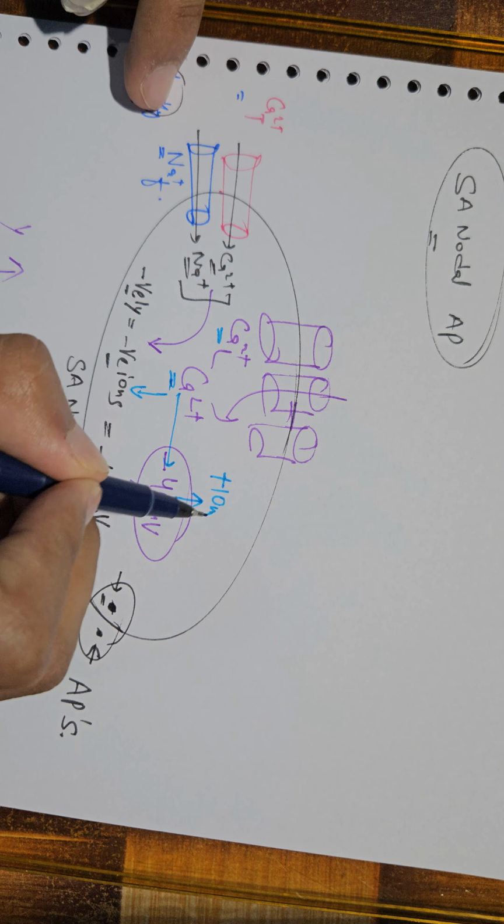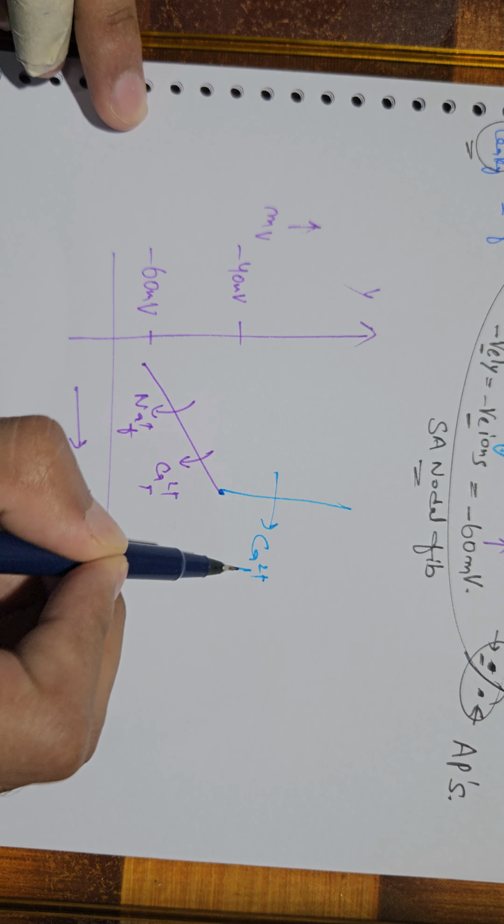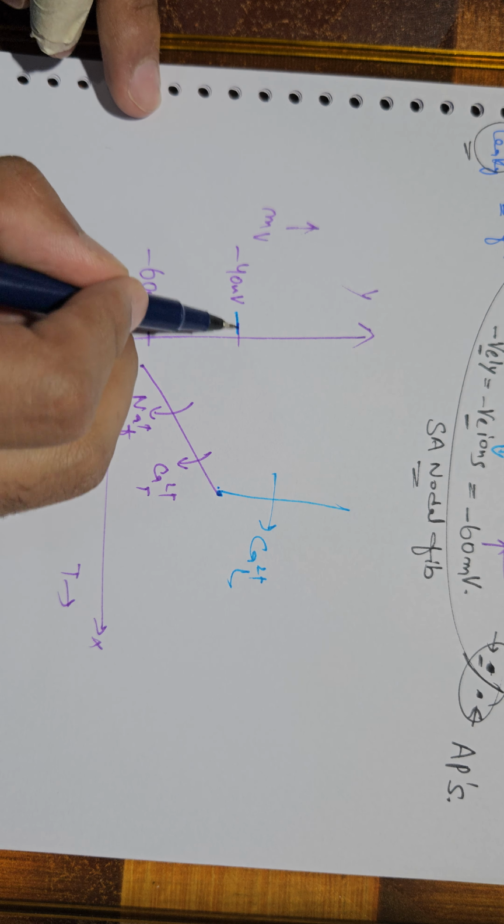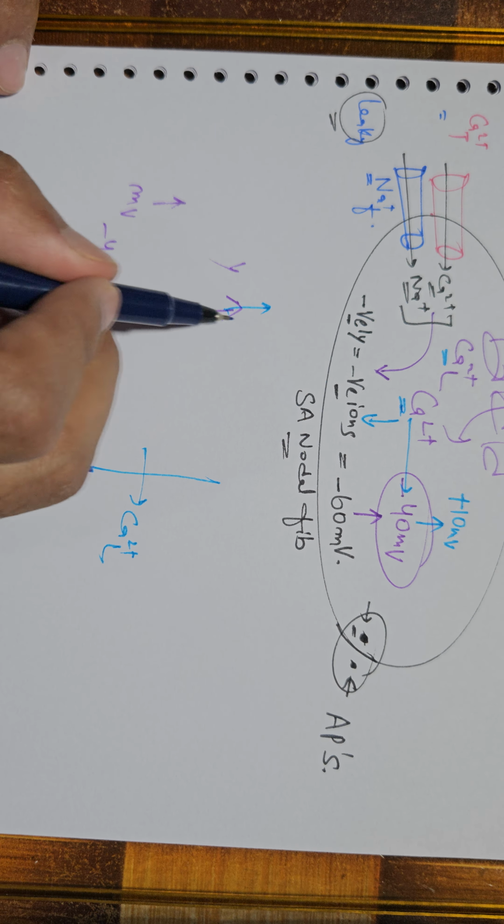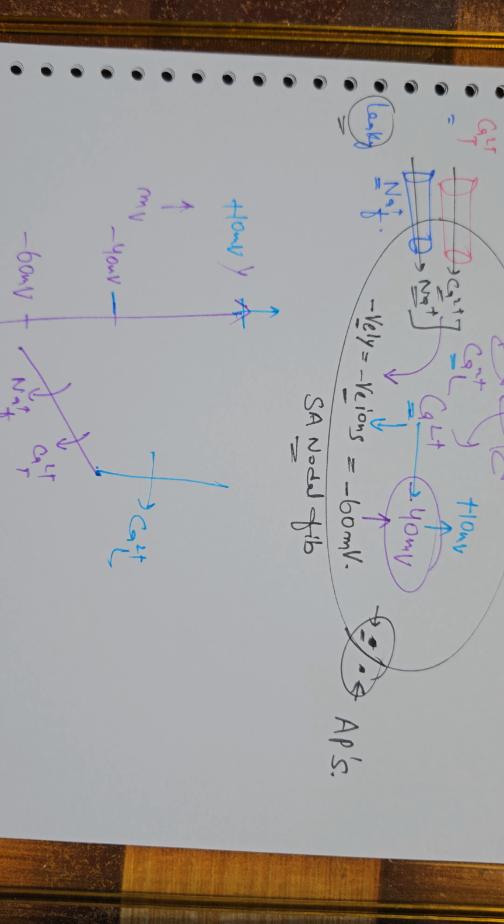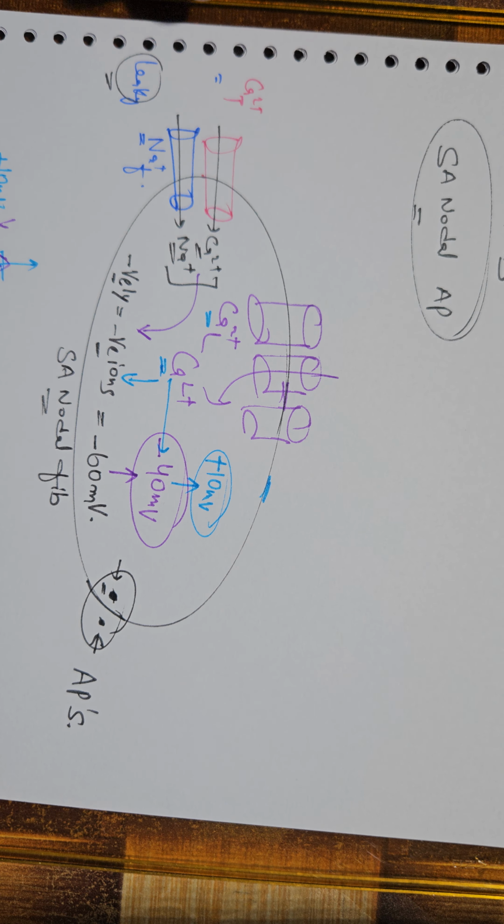Is that clear? Now the potential is minus 40 millivolt. What happens at minus 40 millivolt? There is an opening of a lot of channels. Those channels are calcium L type channels. There is calcium influx, and they take the potential from minus 40 millivolt to plus 10 millivolt. Is that clear? Now what happens when this membrane senses that the inside potential is plus 10 millivolt?